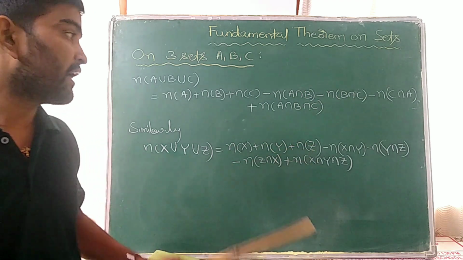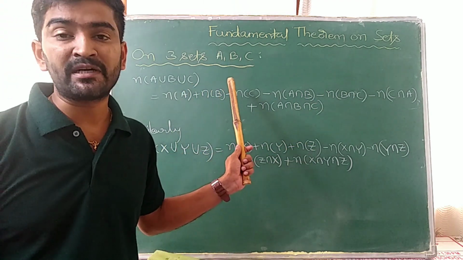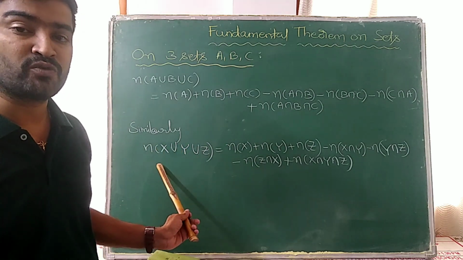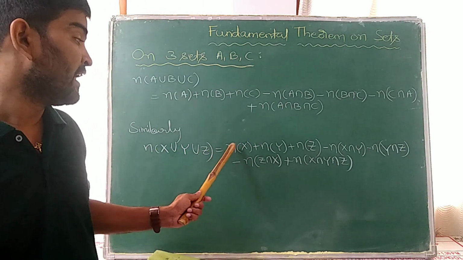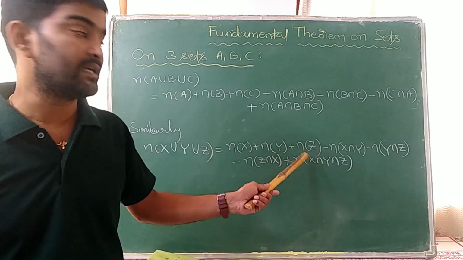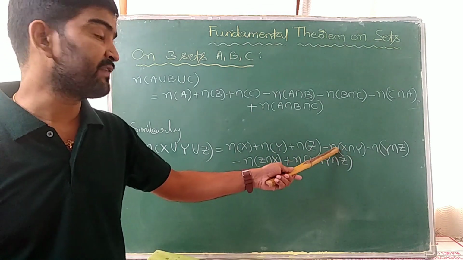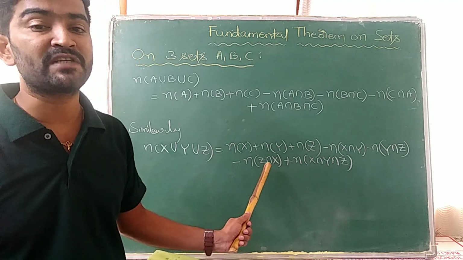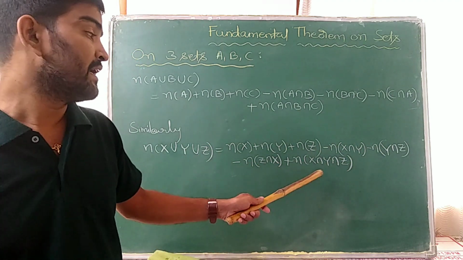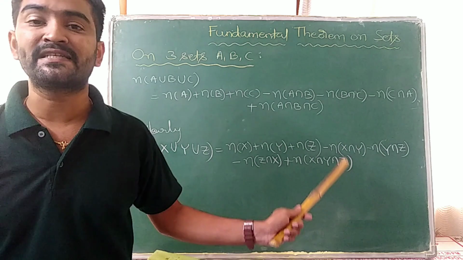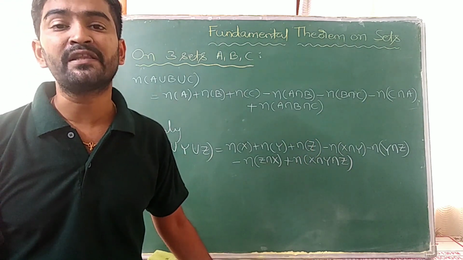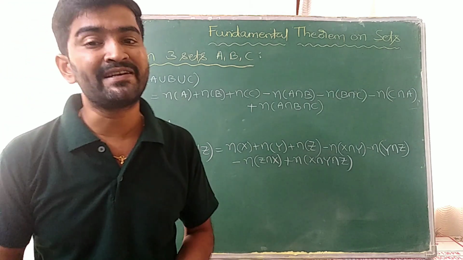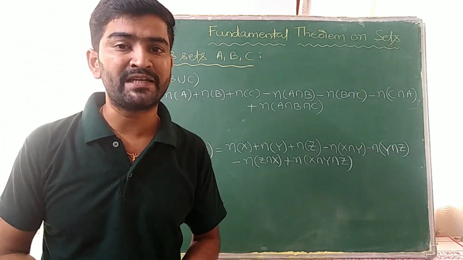Okay. If you want to write the same fundamental theorem on sets for three sets X, Y, Z, then n(X union Y union Z) is equal to n(X) plus n(Y) plus n(Z) minus n(X intersection Y) minus n(Y intersection Z) minus n(Z intersection X) plus n(X intersection Y intersection Z). Okay, in this way we write the fundamental theorem on sets for three given sets. I hope you understand this.